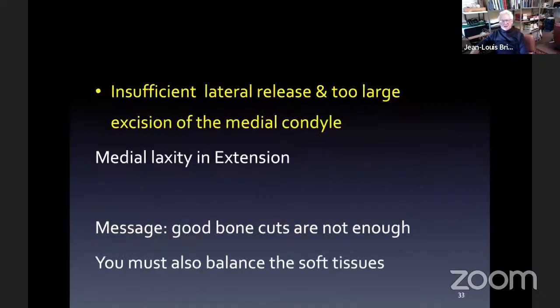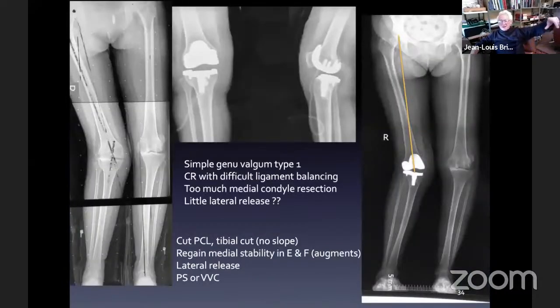Next. Insufficient lateral release with too large an excision of the medial condyle. That gives medial laxity in extension. So the next. So you see here, we release here, but not enough, and we cut too much of the medial condyle, and this patient ended up with a medial laxity. Next.